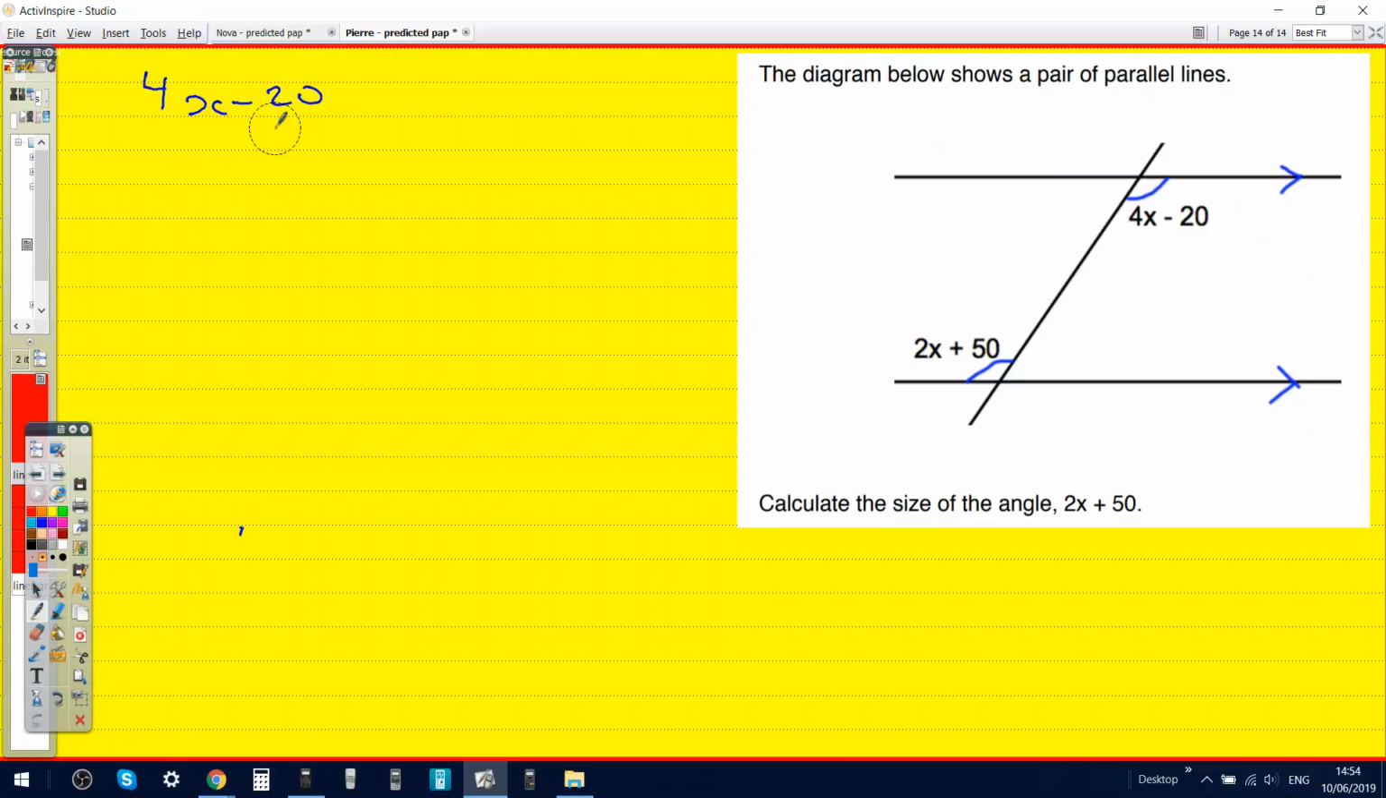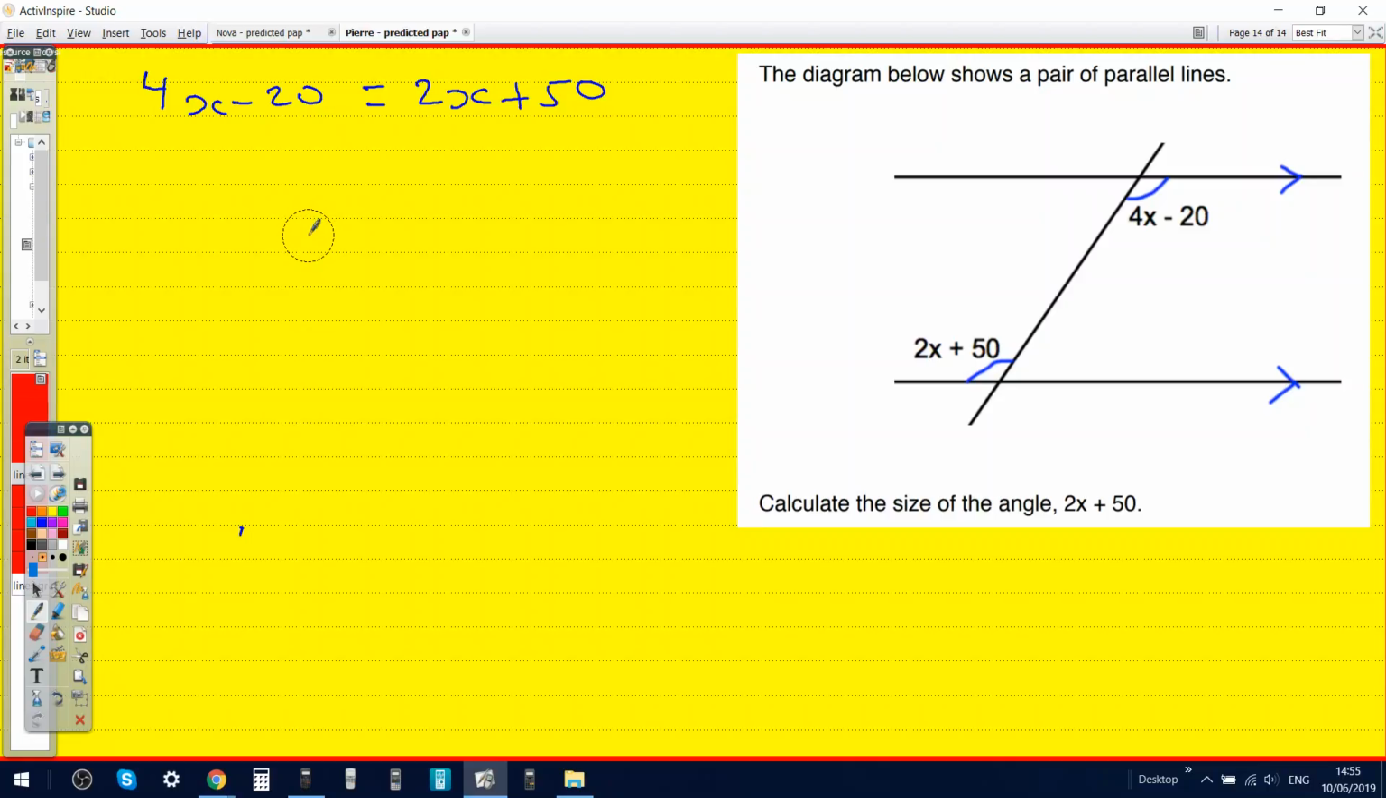So basically, this should add up. Angles on a straight line add up to 180. So, what do you know about these two angles? They're alternate. And what do you know about alternate angles? They're the same. They're equal, basically. And so that's what you would use to find x.